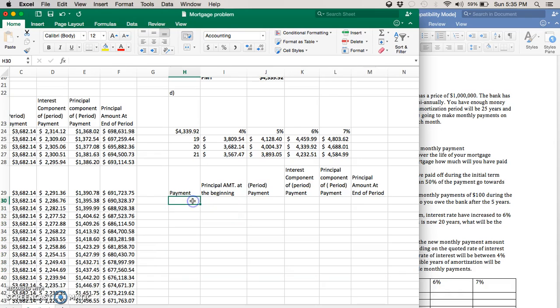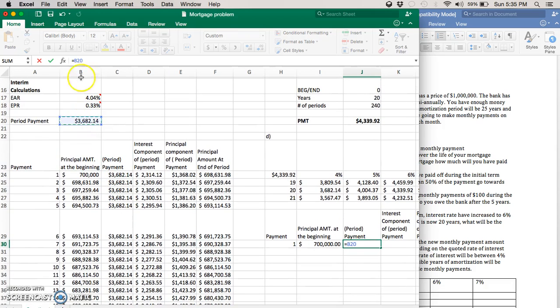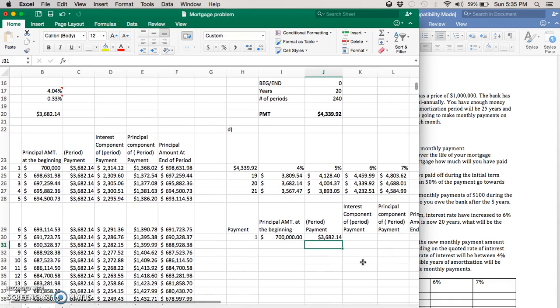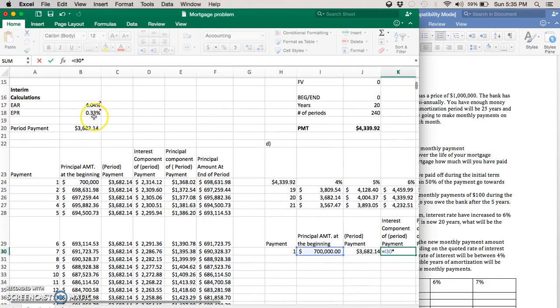So you would enter your payment number, which is the first one. The principal amount, which is the amount that we're taking out initially, is 700,000. The payment amount, you can just reference back to the original cell right there. Make sure you make it an absolute reference, because when you drag the cell down all the way, Excel knows that you want to keep your payment consistent. So your interest component is going to be your principal amount at the beginning of that specific period times your EPR that you found. Make sure you make an absolute reference for your EPR.